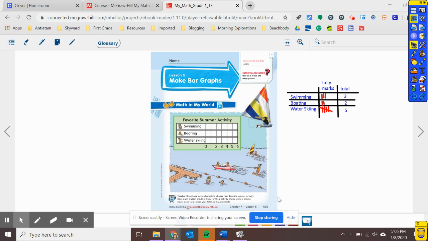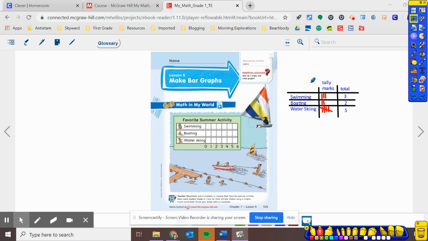All right, so today we are going to be talking about bar graphs. And when we make a bar graph, many times we will use information or data that we get from a tally chart. So I have made us a tally chart over here on the side of my screen. You don't need to copy it down. We're going to use that information together. So what I'm going to do as I make my new type of graph is I'm going to color in a whole square for each time someone voted for that activity. So today we're talking about favorite summer activity, and people could choose between swimming, boating, or water skiing.